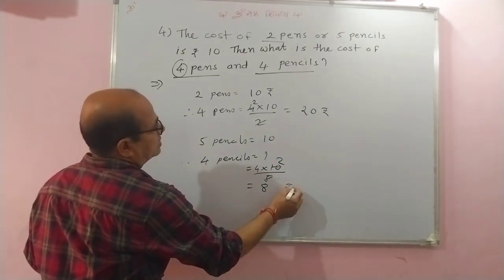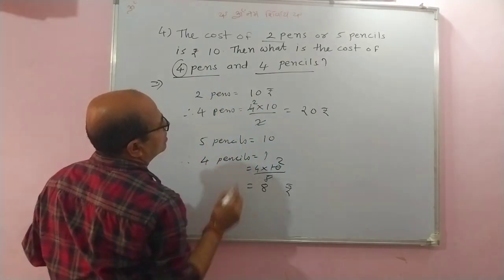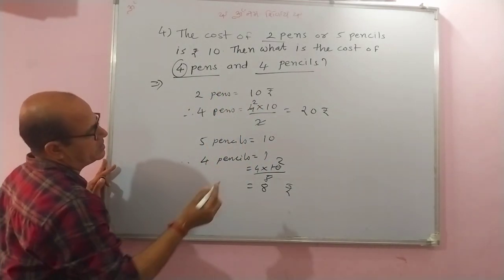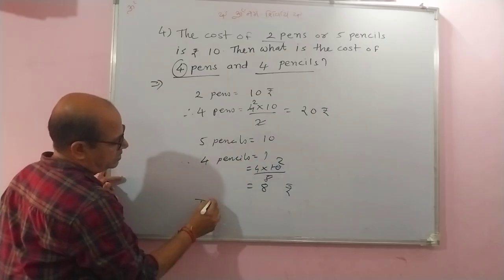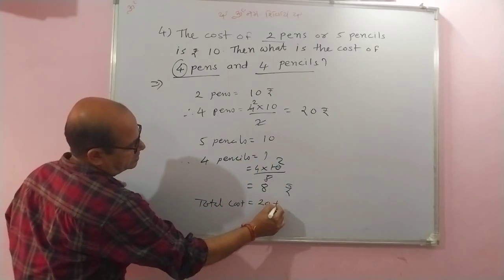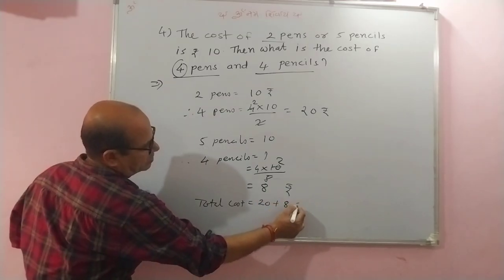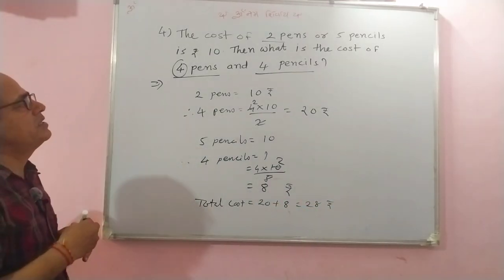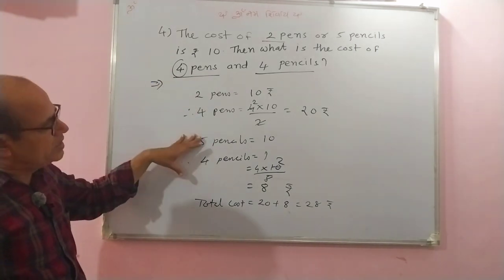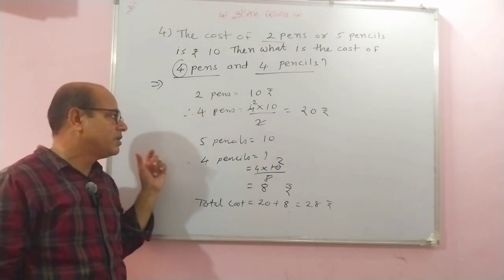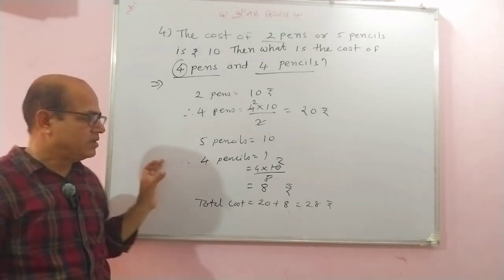Okay, now total cost here is asked. What is the cost of 4 pens and 4 pencils? So 4 pens total cost is equal to 20 plus pencil is equal to 8, is equal to 28. This is your answer. Okay, only the difference is that here two sums are there. In the previous sum there was only one sum, but both the times you have to use unitary method, right?